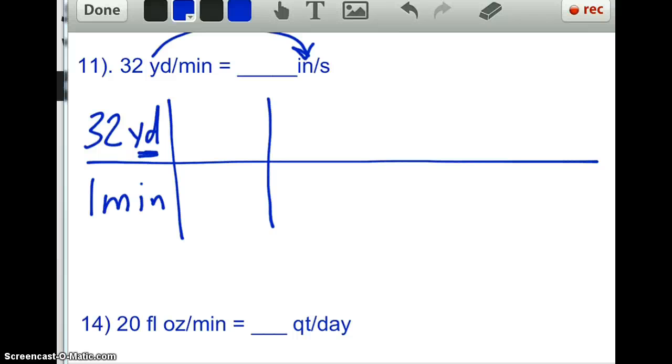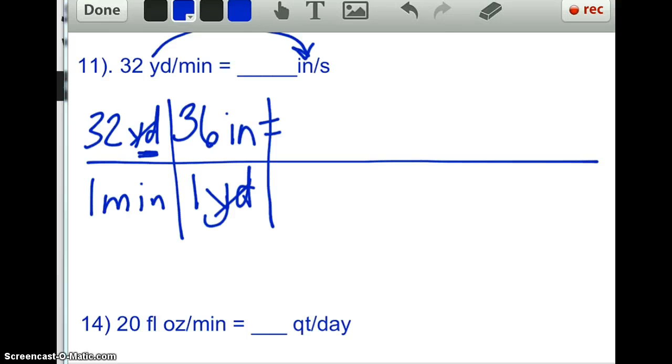So I know, since yard is up here, I'm going to put a yard down here. So in effect, what happens is they cancel out. And I know that I want inches on the top, and I just figured out in my head that there's 36 inches in 1 yard. So that puts me from yards to minutes. So I can just go 32 times 36. I know it's times 36 because they're both on the top.